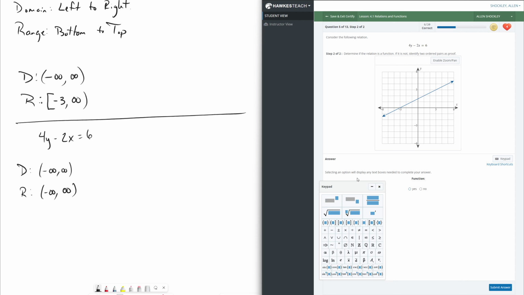This again wants us to determine, is this a function? And again, if I draw a vertical line through it, this vertical line only crosses once. So yes.